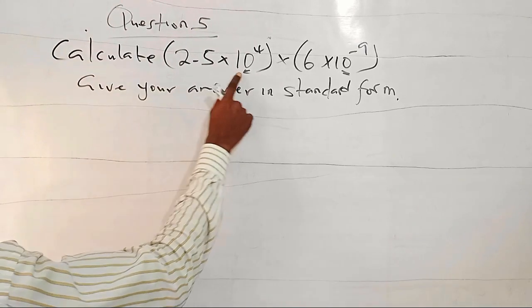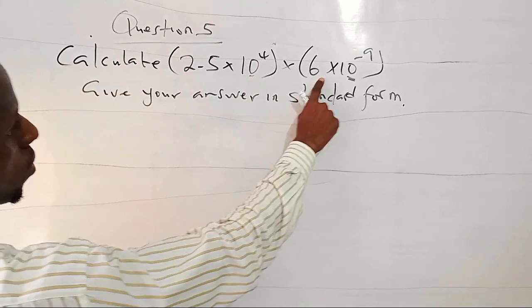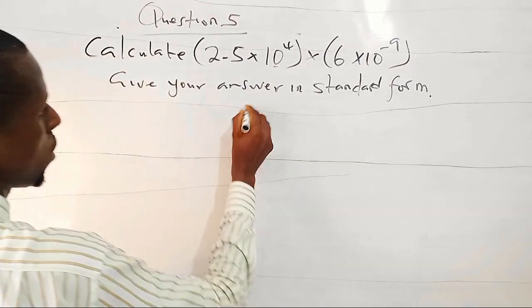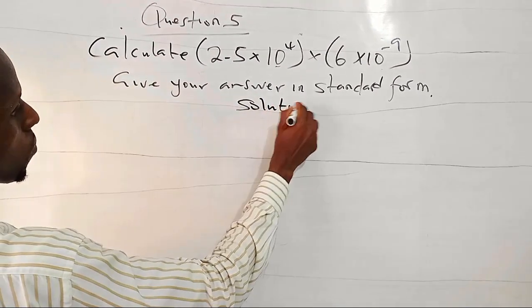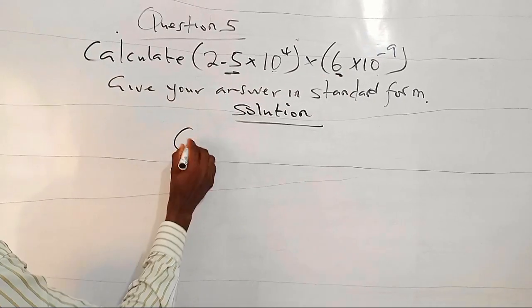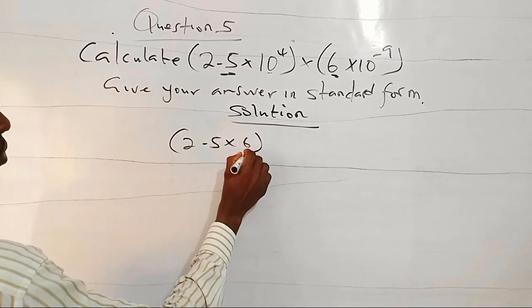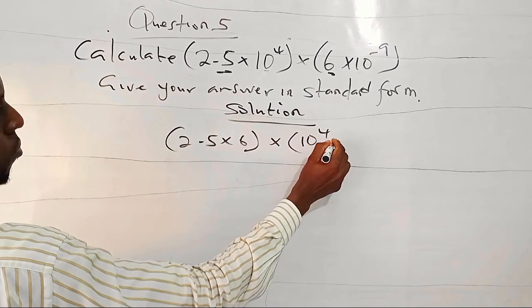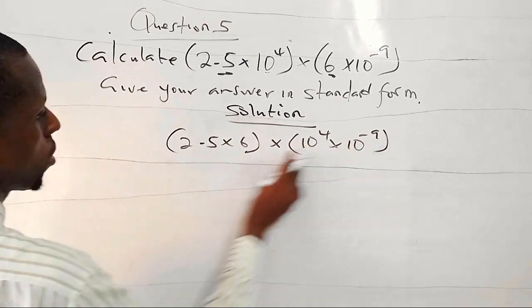Solution: calculate 2.5 times 10 to the power 4 times 6 times 10 to the power minus 9, and we give the answer in standard form. Solution. Here you can easily compare and say 2.5 times 6, times 10 to the power 4 times 10 to the power minus 9.